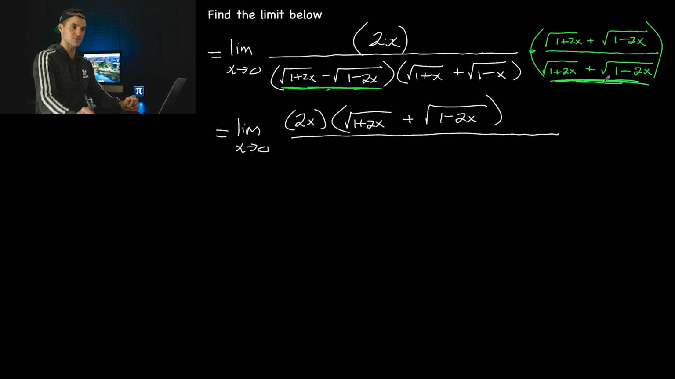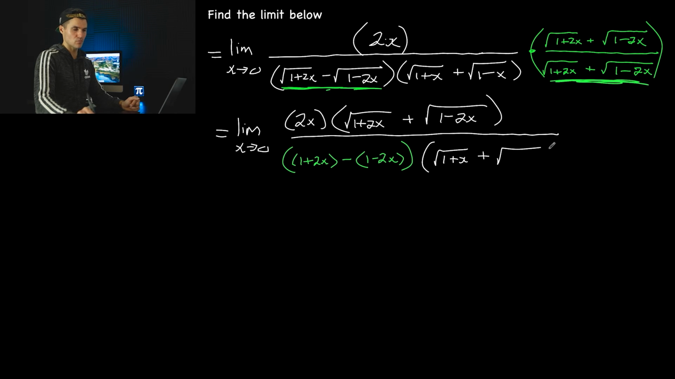We're multiplying this by its conjugate. Again, it's going to be a difference of squares. So all we have to do is multiply the radicands by each other. So root 1 plus 2x times root 1 plus 2x, that's 1 plus 2x, minus root 1 minus 2x times root 1 minus 2x, that's going to be 1 minus 2x, like that. Okay, and then this expression we keep as it is, root 1 plus x plus root 1 minus x, right?